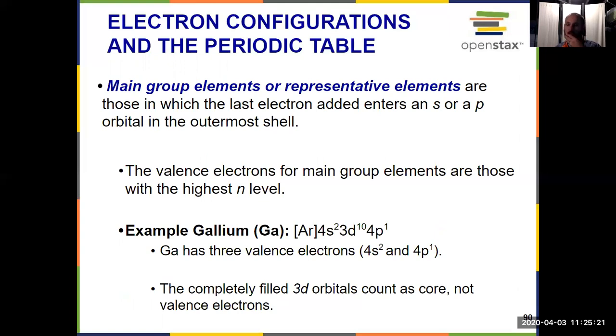Earlier in the semester, we said groups 1, 2, and then 13 through 18 are considered main group elements. Now we have a different definition. Instead of just memorizing it, a main group element is something where the last electron that was added went into an s or a p orbital. Those are the things we see on opposite sides of the periodic table: the s orbital on the left, those two, and the p subshell on the right, those 6.